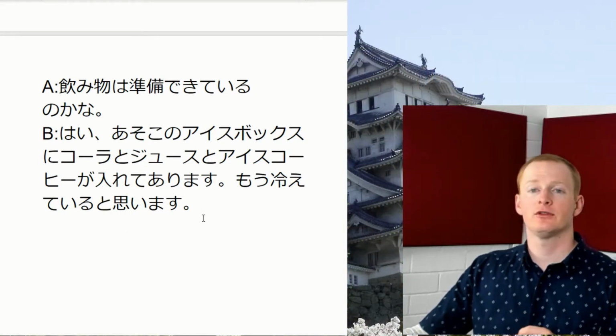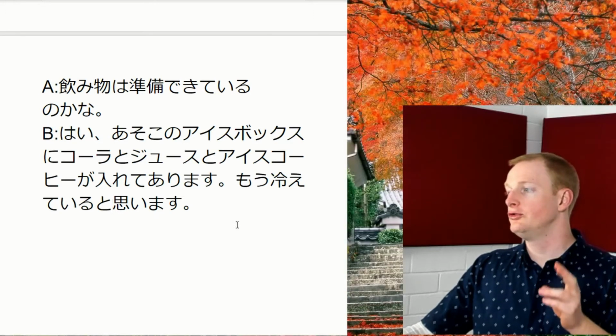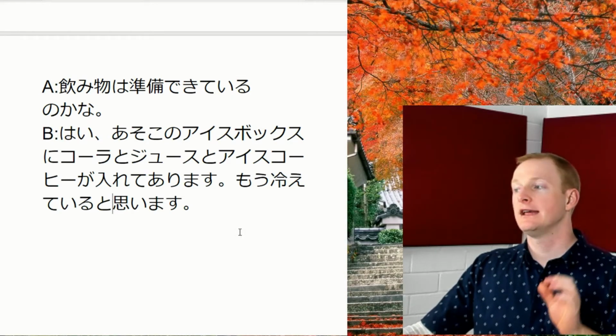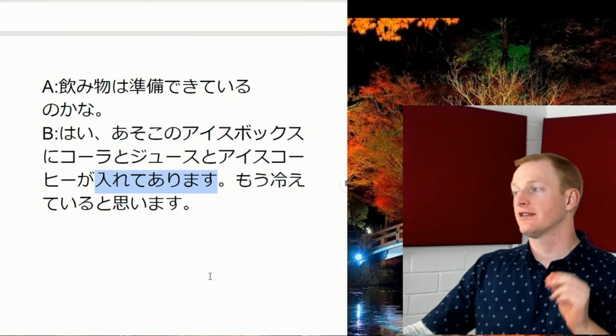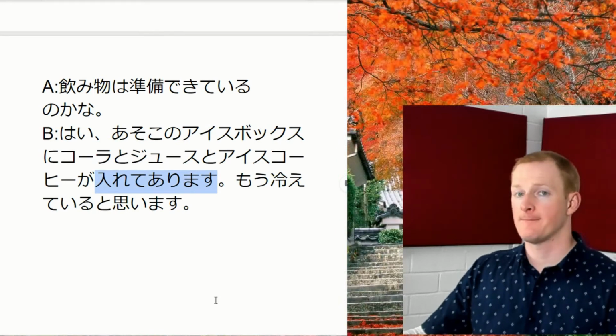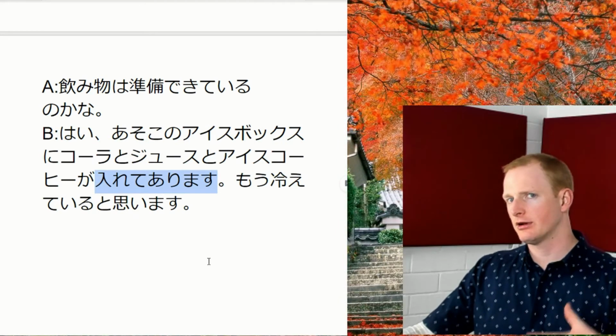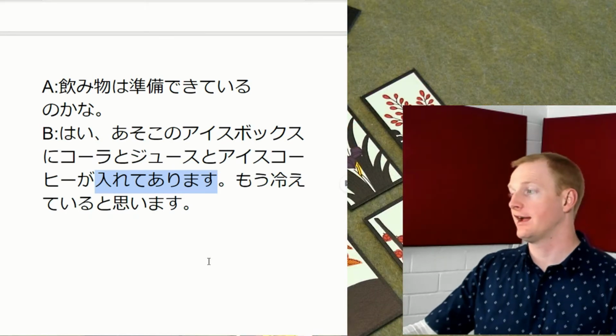Asoko no ice box, right? So we've got an ice box in the corner or something. Cola to, juice to, ice coffee ga irete arimasu. Okay, so kind of saying, hey, they've already been put in the ice box, right? They're already there. Okay, now for drinks, this is particularly important, right? Well, it's going to take some time for them to cool down, all right? So we want them already in there with the ice.